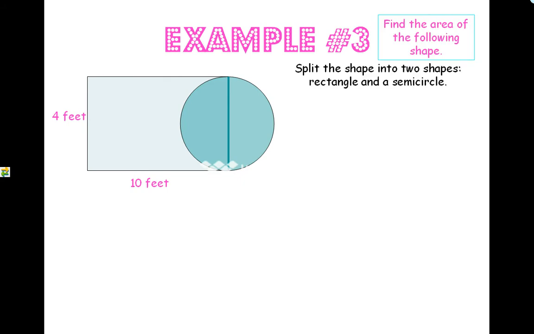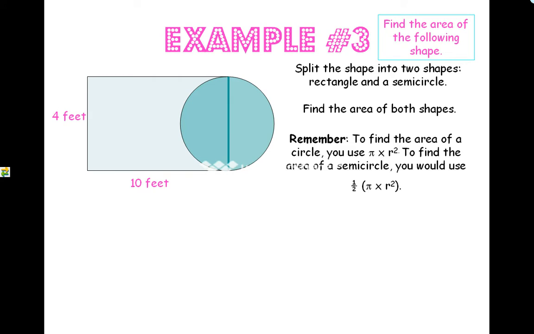We want to first split the shape into 2 shapes, a rectangle and a semicircle, and find the area of both shapes. And remember, to find the area of a circle, you use pi times r squared. To find the area of a semicircle, which is half of a circle, you would use half of pi times r squared. You could also do pi times r squared and divide it by 2. That is the same thing as multiplying by a half. So, once you find the area of the rectangle and the semicircle, you add them together to find the total area.